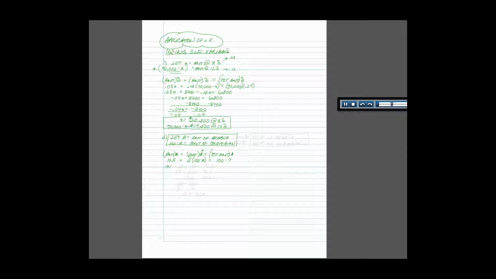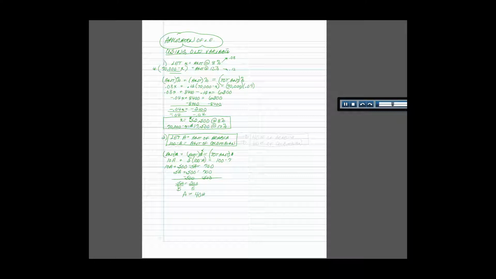So you've got 10A plus, distribute, 500 minus 5A equals 700. Combine like terms, 10A minus 5A is 5A plus 500 equals 700. Subtract your 500, and we have 5A equals 200. Divide by 5, and we get A equals 40 pounds.